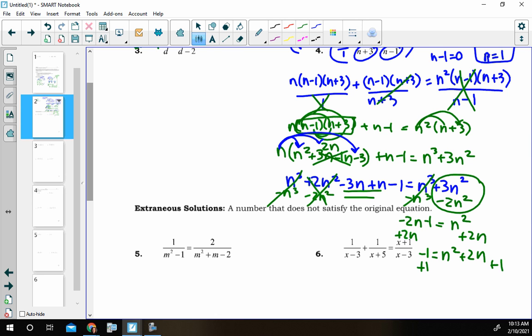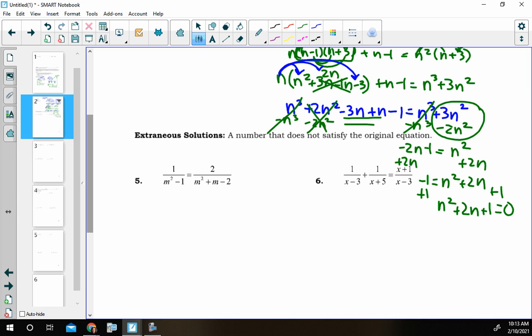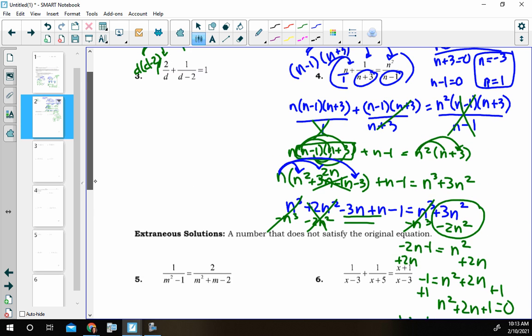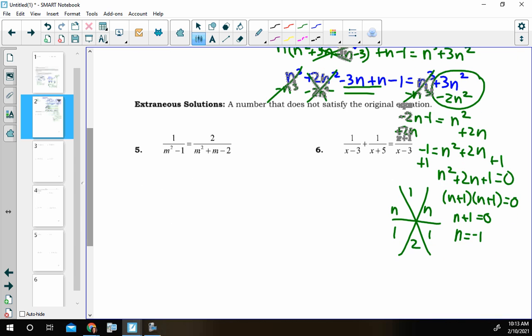Add 1 over here. And now we can snowflake. Multiplies to 1, adds to 2, is 1 and 1. Only really need to solve 1 because they're the same. So n is equal to negative 1. So now I'm going to go up and check, is that one of my restrictions? It is not. So I'm going to circle it and put a check mark next to it to show that I've checked my restriction.